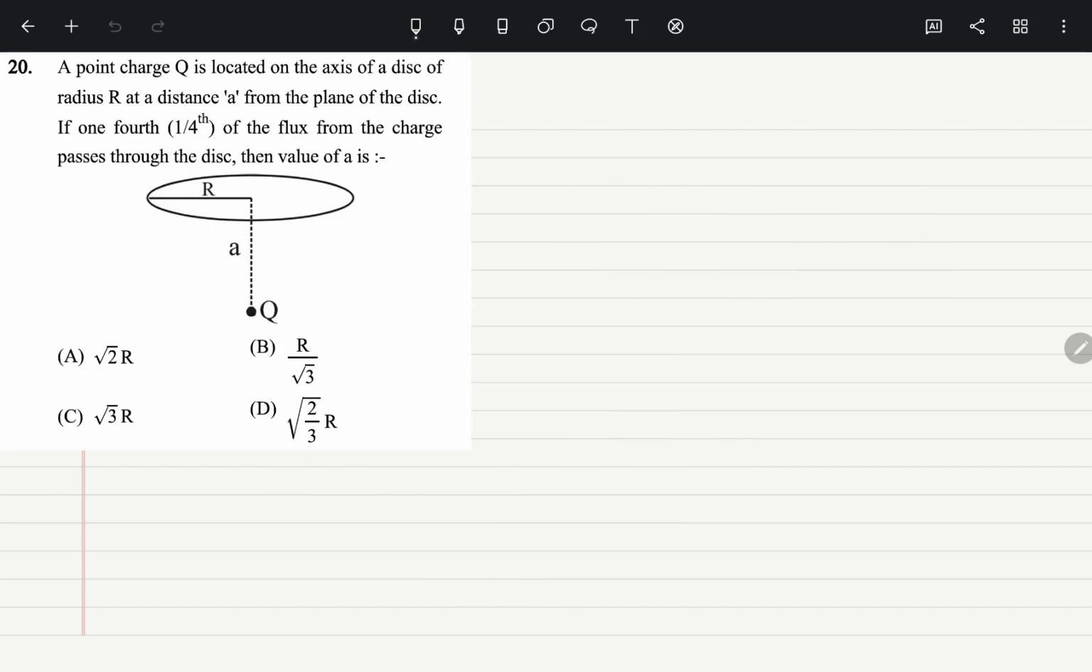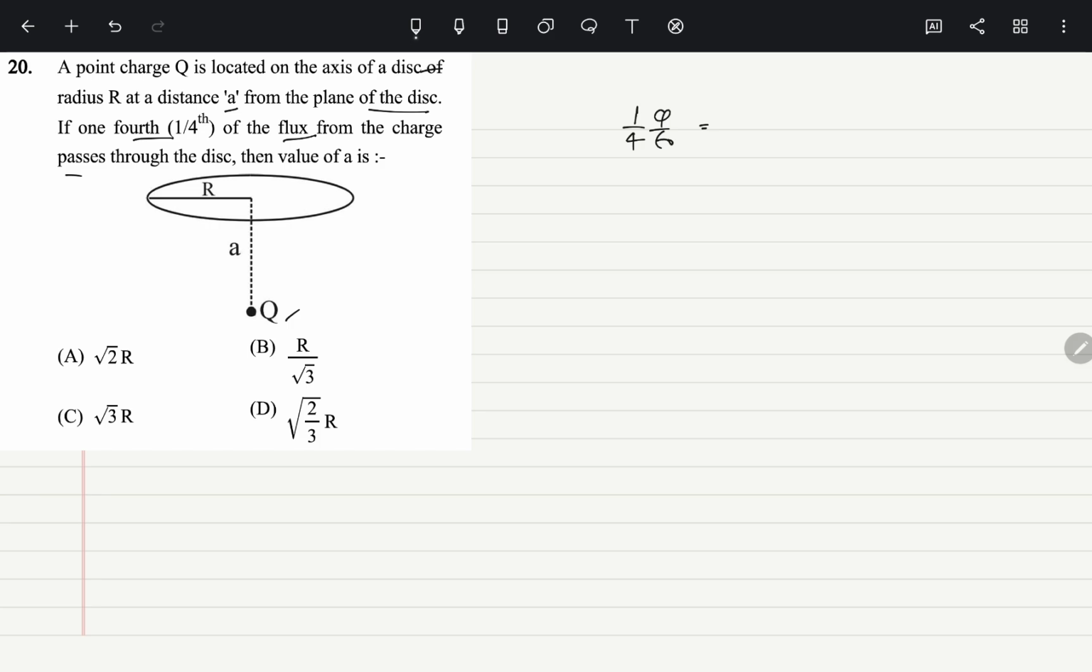Let's move to the next question. Question number 20. A point charge q is located on the axis of a disk of radius r, at distance a from the plane of the disk. 1/4 of the flux from the charge passes through the disk. So what is the flux from the charge? We know that is q by epsilon naught.